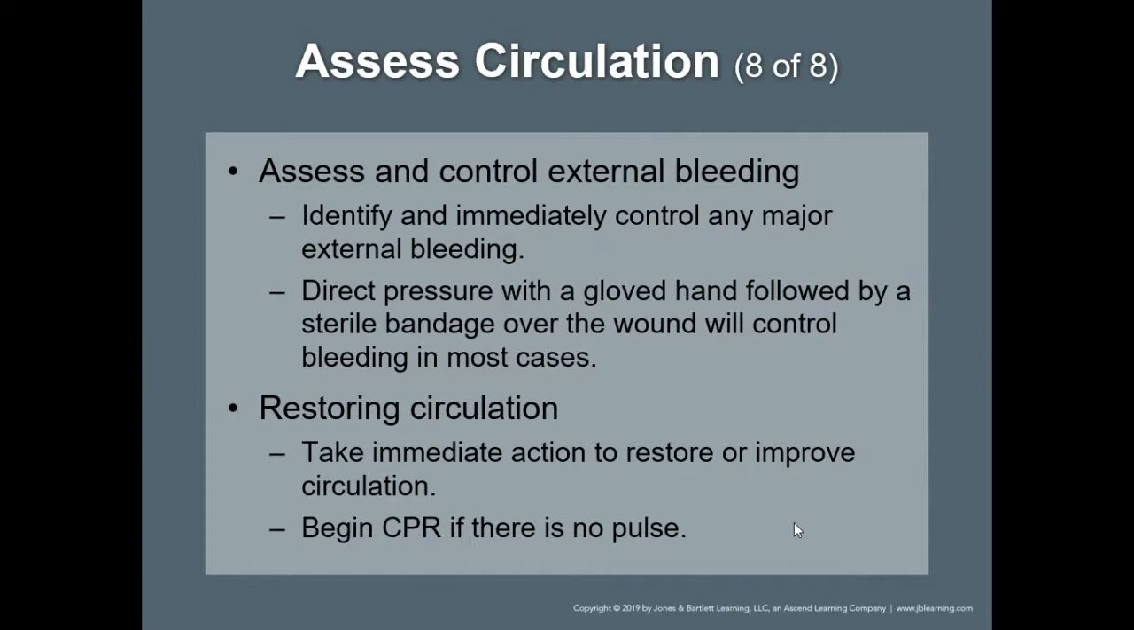Assess circulation. Assess and control external bleeding. So once we note any signs of external bleeding and it is considered to be major, we have to control it. Identify and immediately control any major external bleeding. You will use direct pressure with your gloved hand, followed by sterile dressings and bandages over the wound, and this will control the wound in most cases.